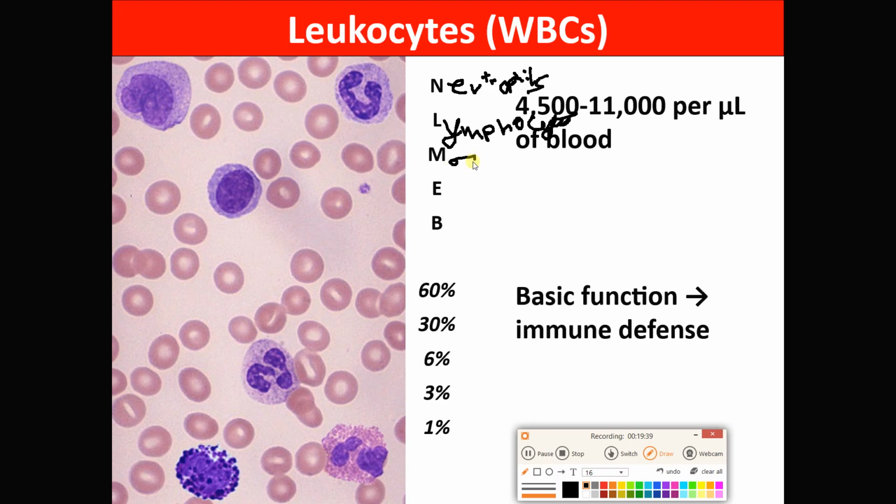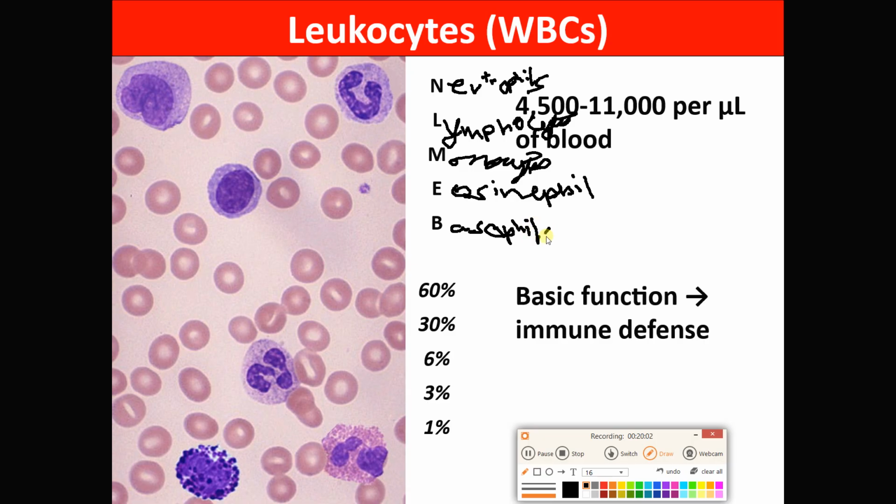The monocytes. The eosinophils, my favorite one of all. Eosinophil, I can't spell today, my bad. Eosinophil, and the basophil. We're going to go over all of these guys.